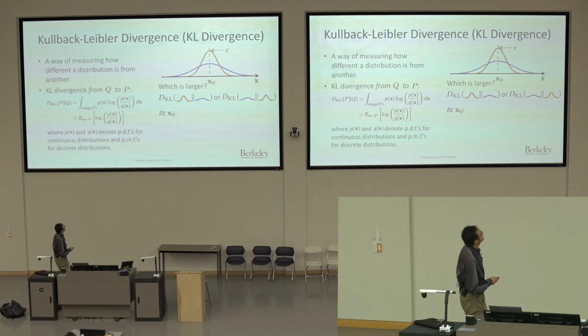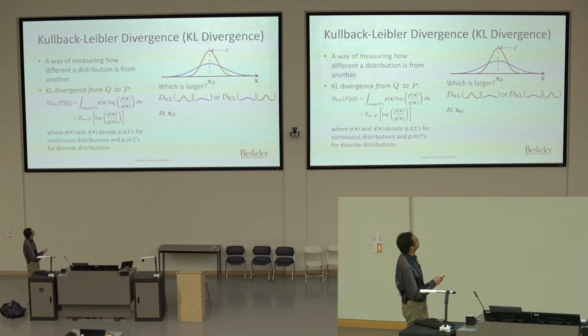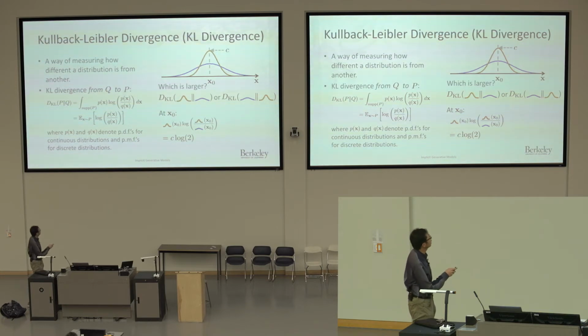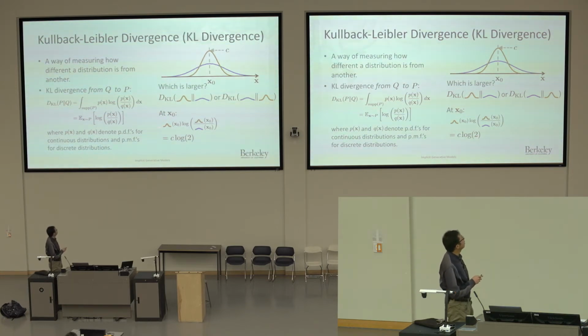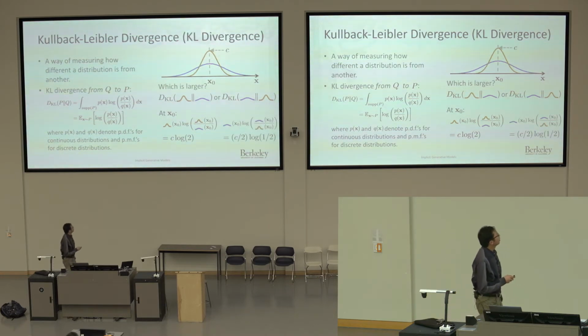Let's actually take a look. We can pick an example, looking at this point here, x naught, and look at what this term looks like at this point. Here we have the gold distribution evaluated at x naught, so that's a large value. We're going to call that C. Then we have this inner ratio here, which is exactly 2 times the density of the blue curve, and so we get C times log of 2.